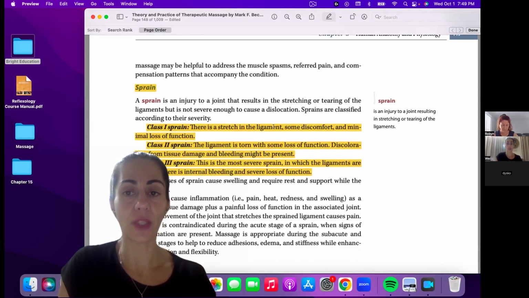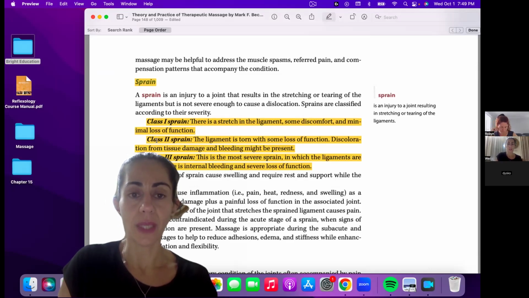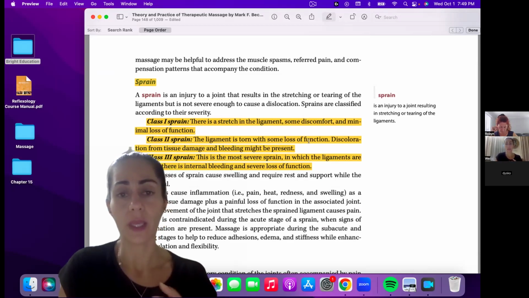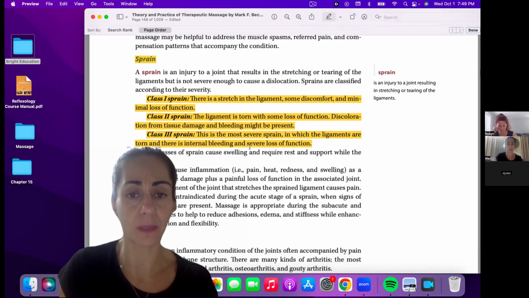So class 1 is a stretch. There's a little loss of function, a little discomfort, but it's bearable. At class 2, there's about a 50% tear, and that ligament will be torn for some loss of function. Might be bleeding present. Class 3, you have a severe loss of function. You pretty much tore the whole ligament, between 50 to 100% of damage to the ligament.